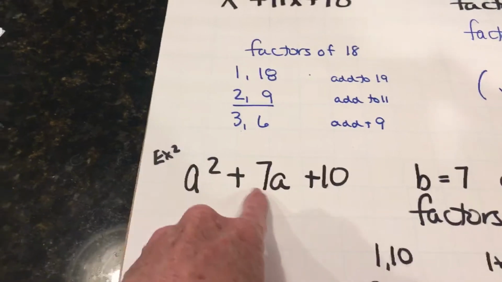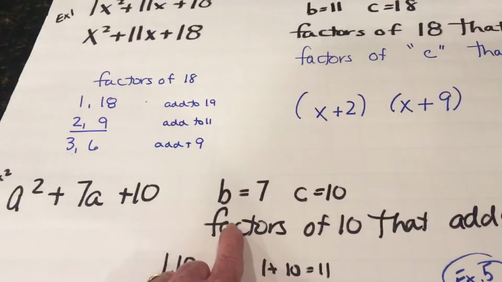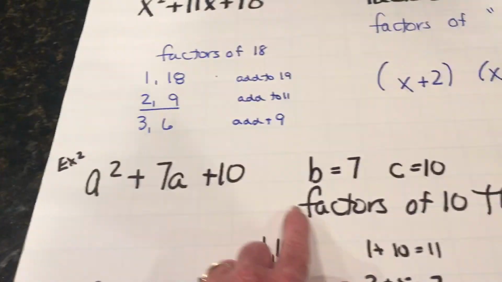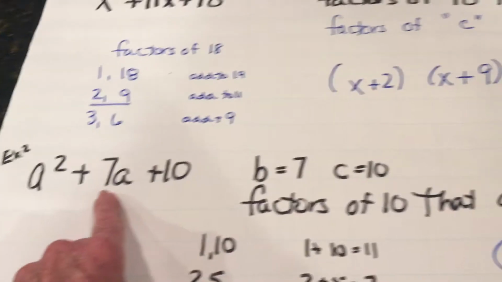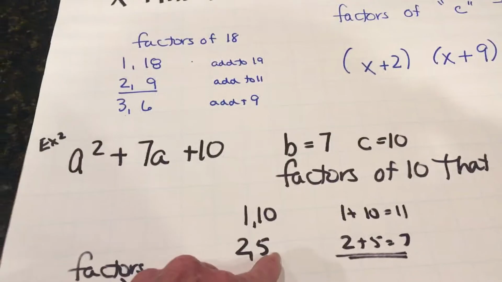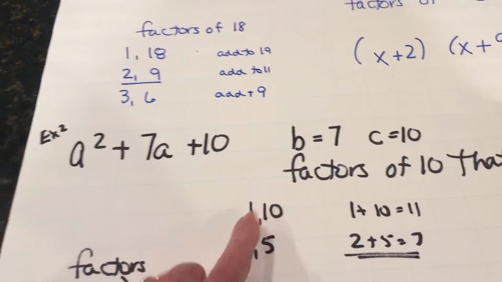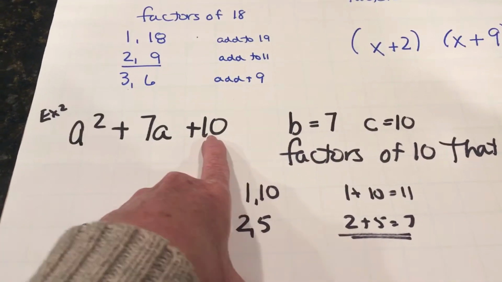My B term is 7. My C term is 5. So we are looking, or excuse me, C term is 10. So we are looking for the factors of our C term, which is 10, that add up to our B term, which is 7. So when we list our factors of 10, 1 times 10, 2 times 5, those are the things that multiply to give me my C term, my 10.